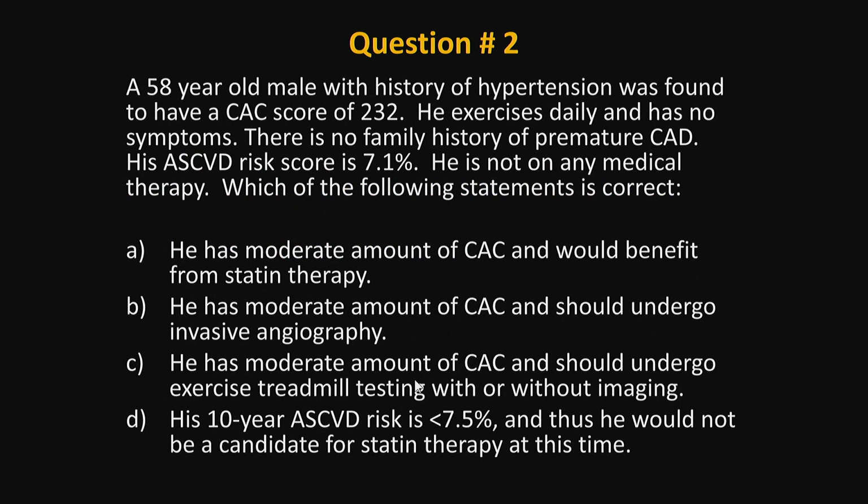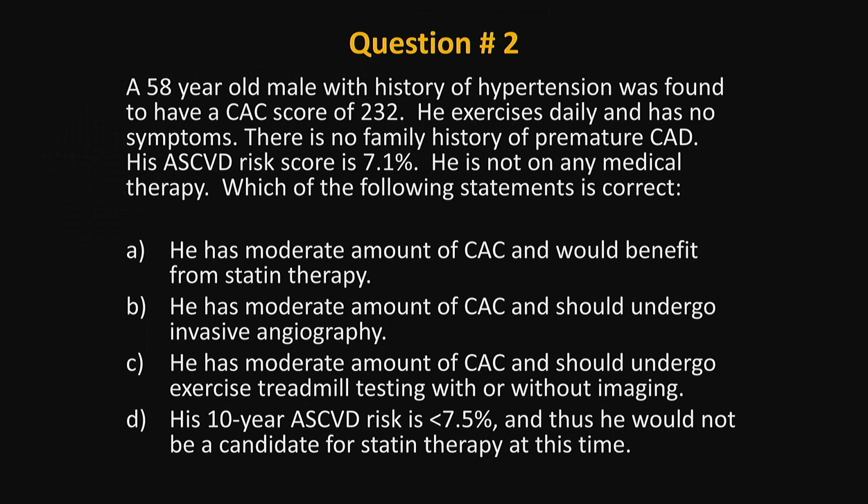Question number 2. A 58-year-old male with history of hypertension was found to have a calcium score of 232. He exercised daily and has no symptoms. There is no family history of premature CAD. His ASCVD risk score by the pooled cohort equations is 7.1%. He is not on any medical therapy. Which of the following statements is correct?